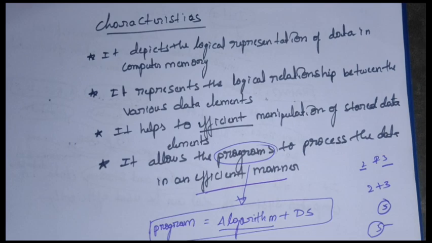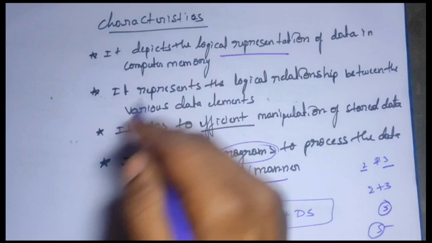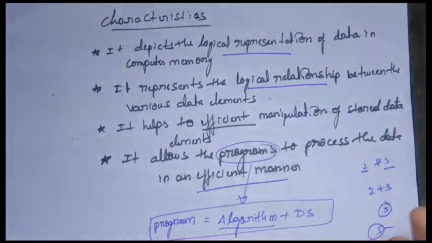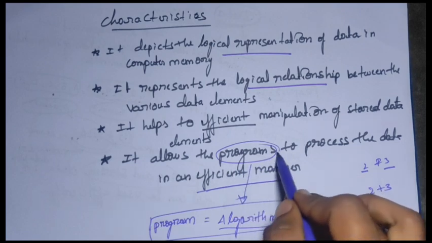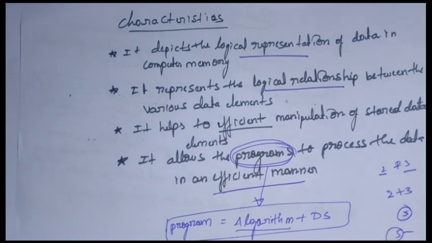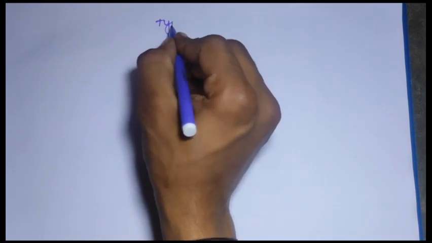These are the characteristics. First, it depicts the logical representation. Next, the logical relationship between or among the data elements. And lastly, it allows programs to process the data in an efficient manner. So these are the characteristics of a data structure. Next we will move on to the types of data structure.